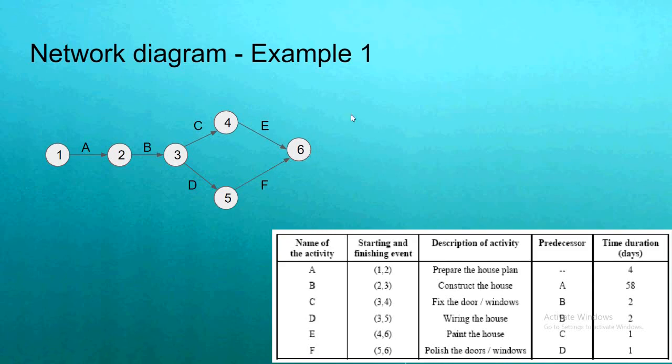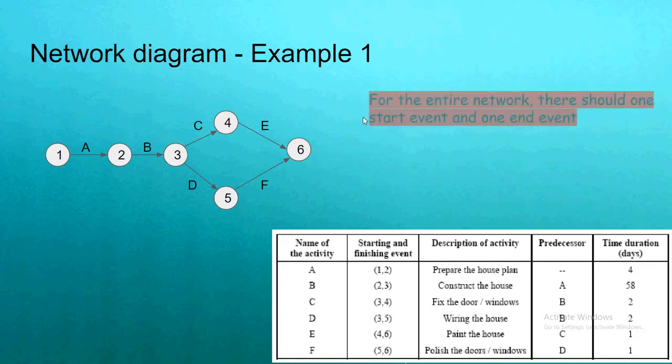So in a network diagram, the important point is there should be only one start event which is numbered as 1 and there should be only one end event which is numbered as 6. So this rule should be remembered. For the entire network, there should be one start event and one end event.